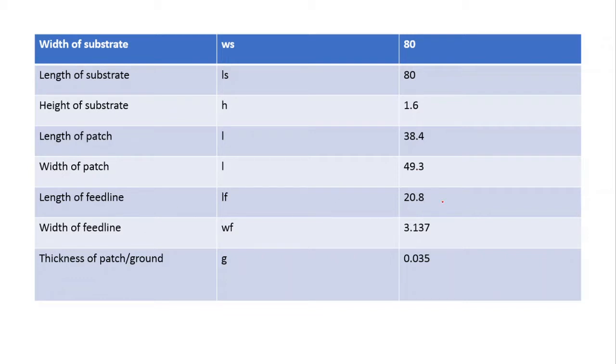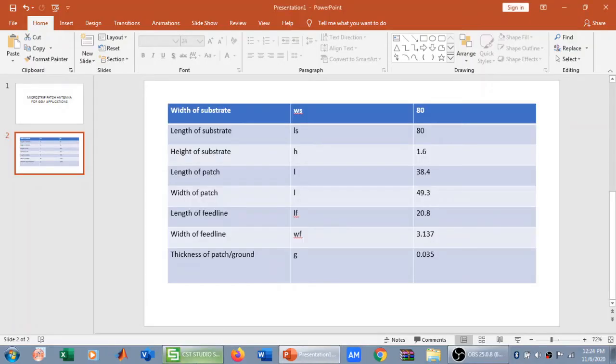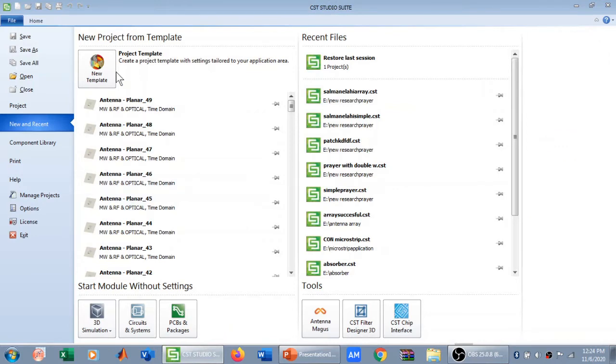It does not matter in deciding the resonant frequency or the performance of the antenna, but still the length of feed line is 20.8 mm. The width of feed line is 3.137 mm and the thickness of ground or patch is 0.035 mm. So these are the dimensions of my microstrip patch antenna. Let me go to the CST Microwave Studio and let me start designing.